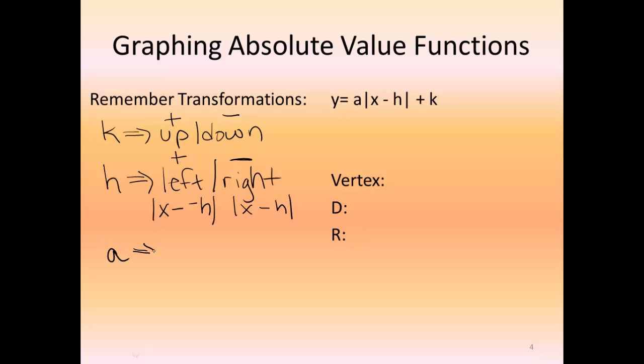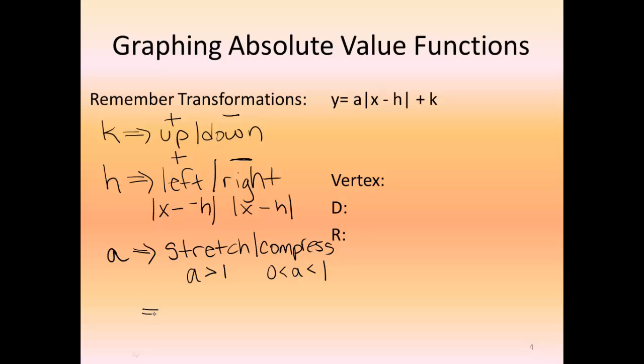The A will do two things. One thing it could do is stretch, or it could do what we call a compression. In other words, it makes the graph a little bit fatter, the slopes a little bit smaller. A stretch will happen when this A value is bigger than 1, and the compression will occur when it's between 0 and 1.